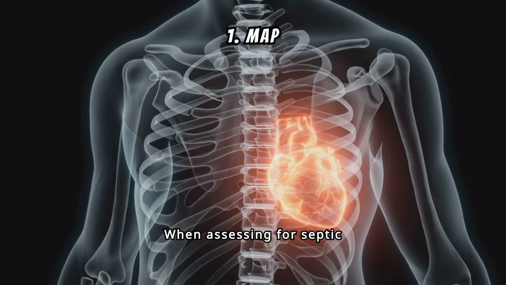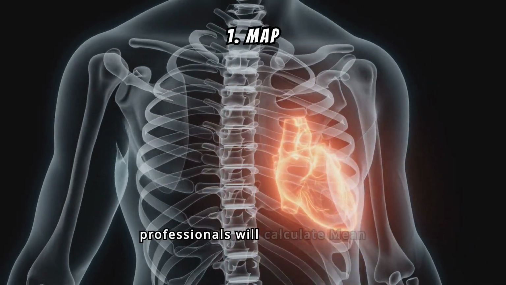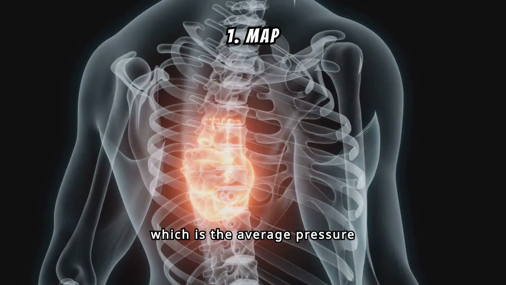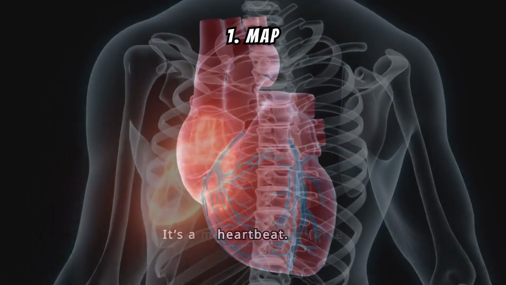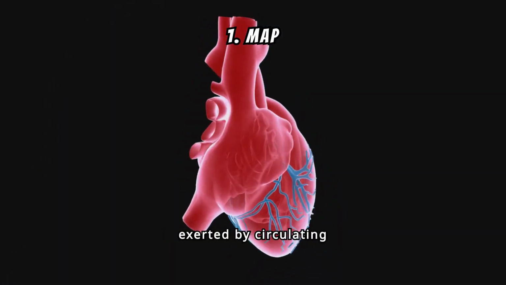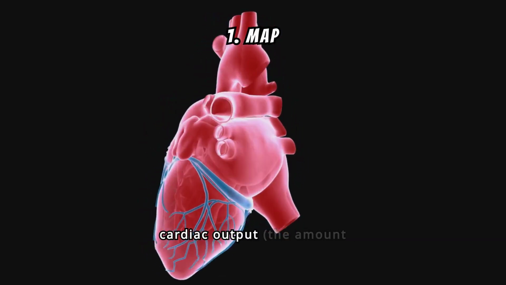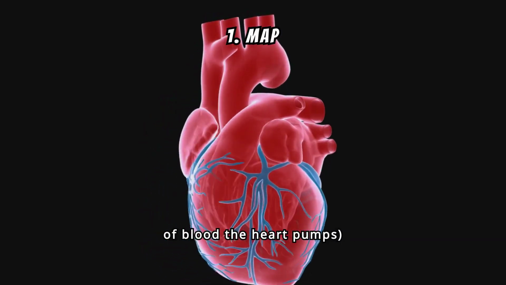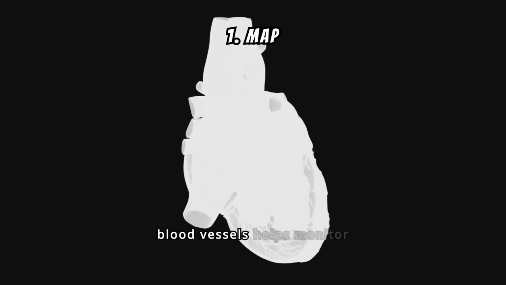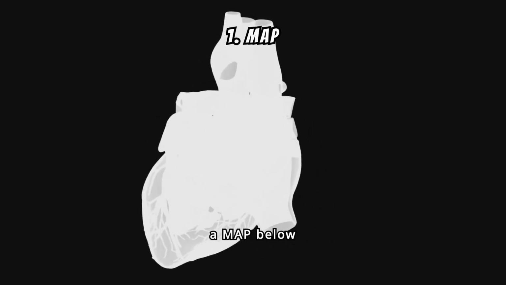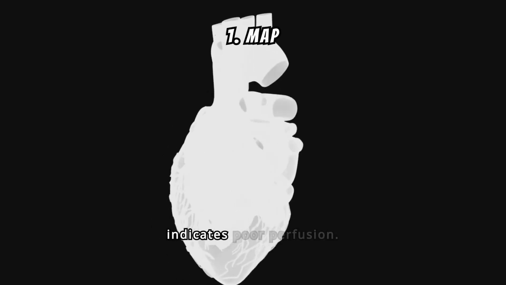When assessing for septic shock, medical professionals will calculate mean arterial pressure, MAP, which is the average pressure in your arteries during one heartbeat. It's a measure of the force exerted by circulating blood on the walls of the arteries and depends on both the cardiac output, the amount of blood the heart pumps, and the resistance of the blood vessels. It helps monitor blood flow to organs. A MAP below 65 mmHg indicates poor perfusion.